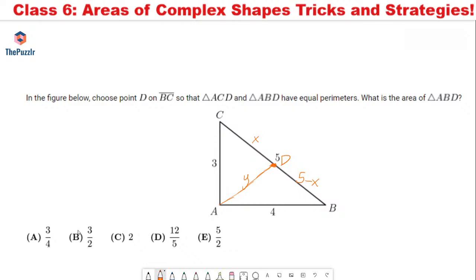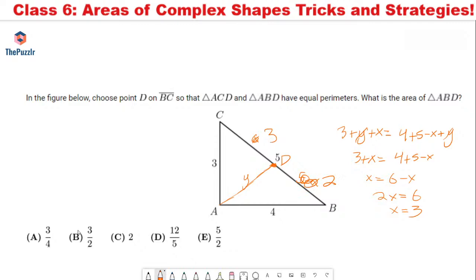So what do we have? We have that 3 plus Y plus X is equal to 4 plus 5 minus X plus Y. So notice that the length of Y doesn't matter. It's the same in both. So that doesn't even matter. Now we can do everything else. 3 plus X equals 4 plus 5 minus X. And this is a linear equation. We can find the value of X. X is equal to 4 plus 5 is 9, 9 minus 3 is 6, minus X. So 2X equals 6. X equals 3. Plugging in 3 here, we get 2.